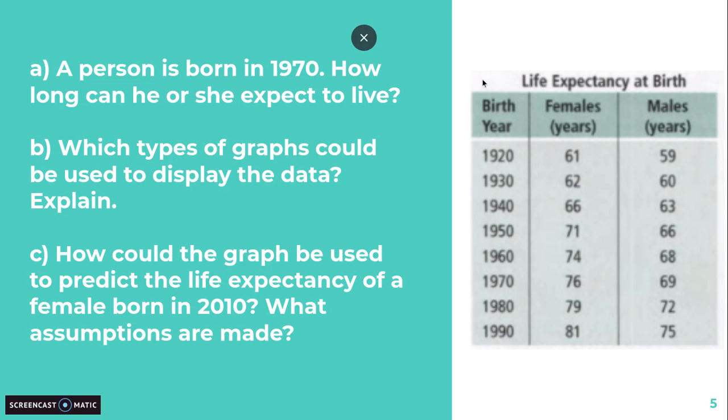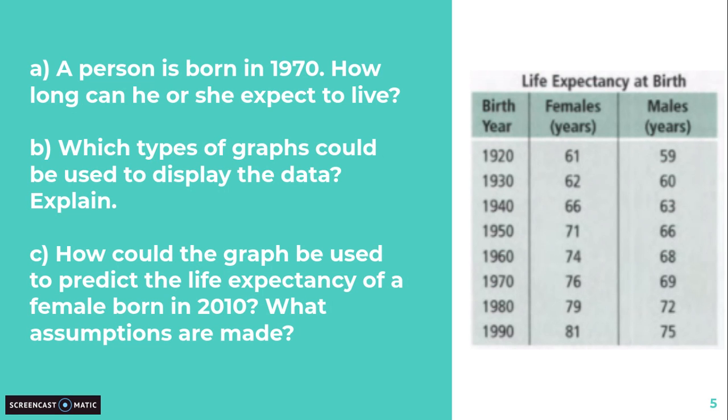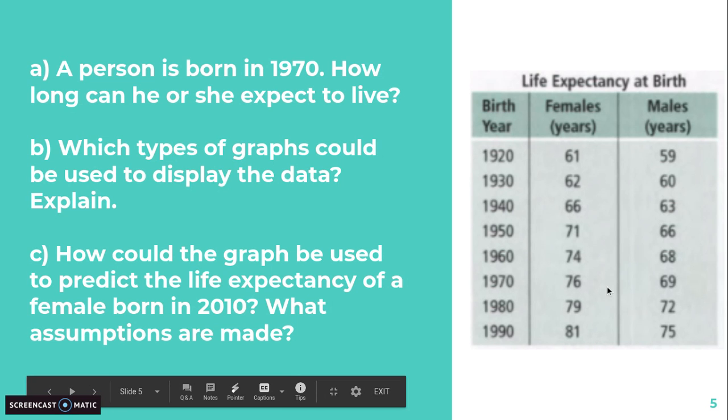So to find that, we're going to find 1970 on the birth year side, and the 2 numbers next to it are 76 for females and 69 for males. So we know that there would be an average there of 72.5. And we know that, is that right? No. Yes, 73.5. I'm trying to do math in my head and it's not working today. But we know that if it was female, they would have a life expectancy of 76. If they were male, 69.